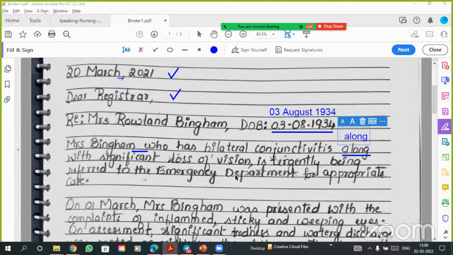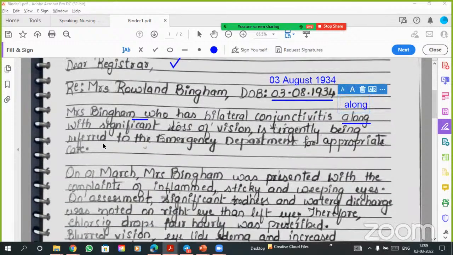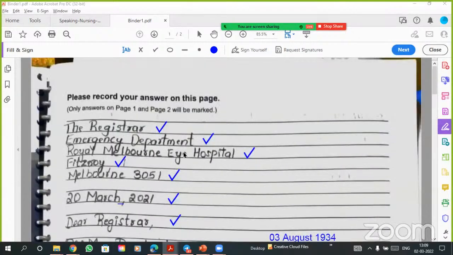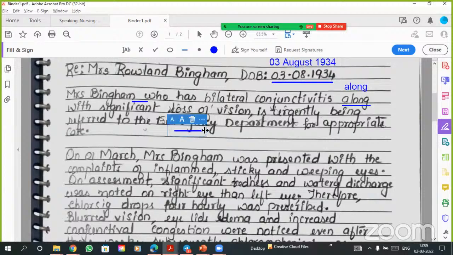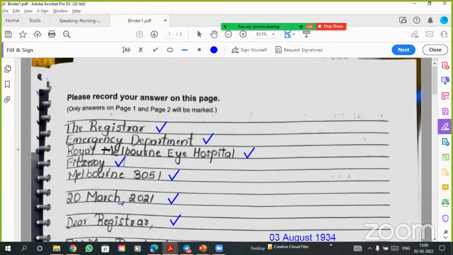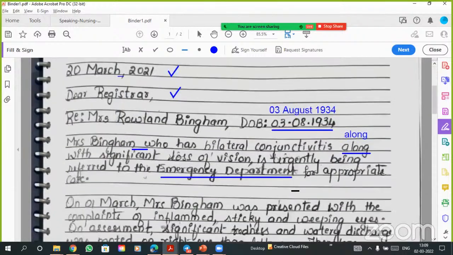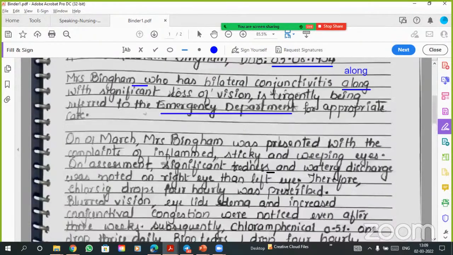So that's what it is, your letter is not. So being urgently referred means you are urgently referring. But what about the treatment? That is more important. And you are already writing emergency department here. Urgent means emergency department only. So no need to write emergency department again here. Referring to urgent emergency department here, it is already there in the address. So it is going there only. The emergency department, not going anywhere else.